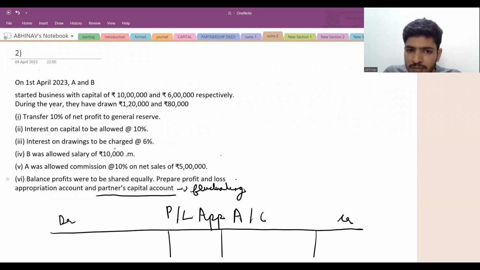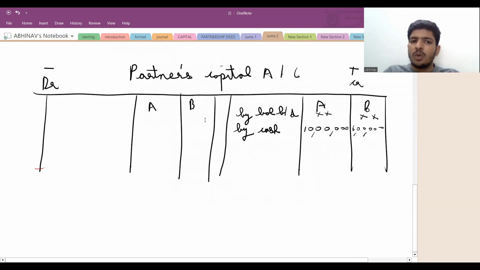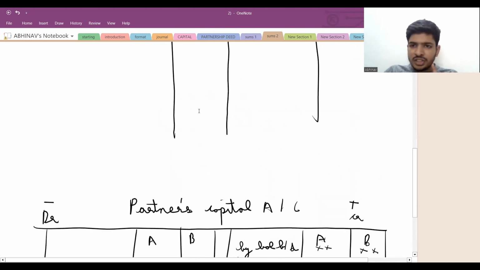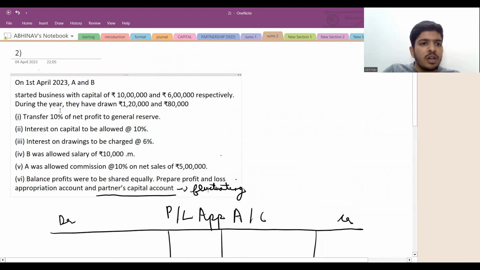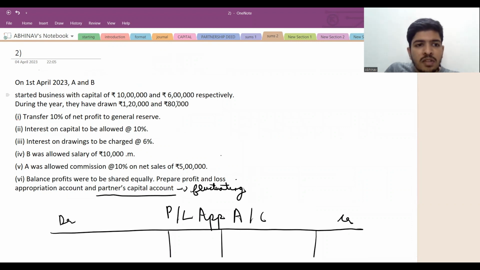Even in your exams. That's why I prepared only one partner's capital account. This is the first entry. Now, second, during the year, they have drawn 1,20,000 and 80,000. So, drawings. Again, here they didn't mention which type of drawing it is. They just said drawn. So, always assume it is regular drawings.